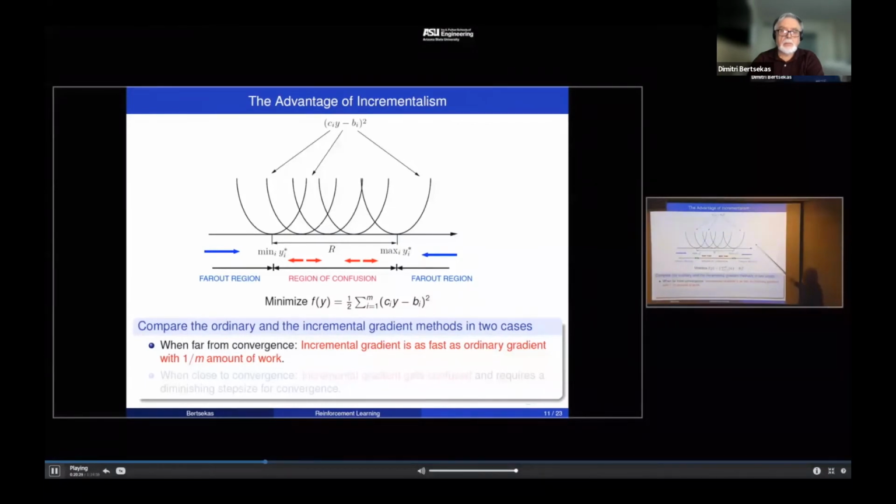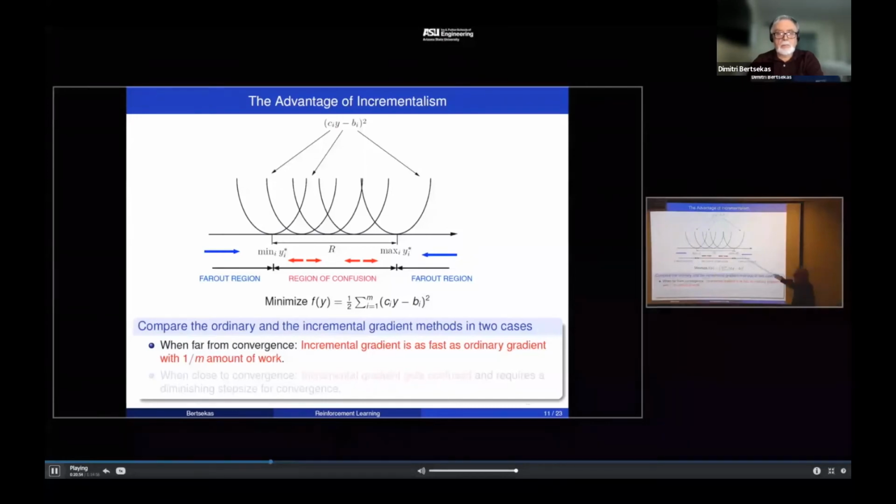One step of incremental gradient is almost as effective as one step of the full gradient method, which costs you m times more work. So incremental gradient is as fast as the ordinary gradient method with 1 over m the amount of work, provided that I am in this far out region, the blue region, and also this other side, this far out region on the other side. Now, once I get into this red region, which contains the minima of the individual components, the incremental gradient method gets confused.